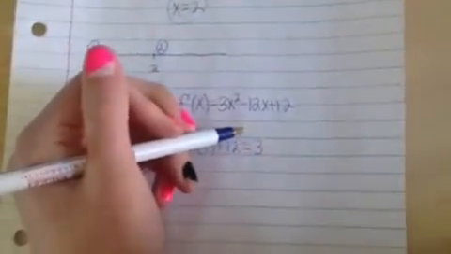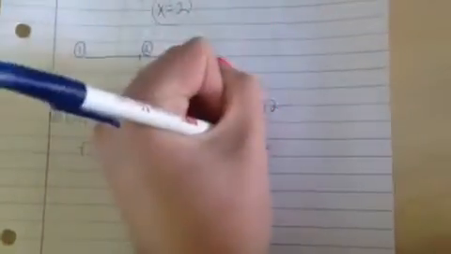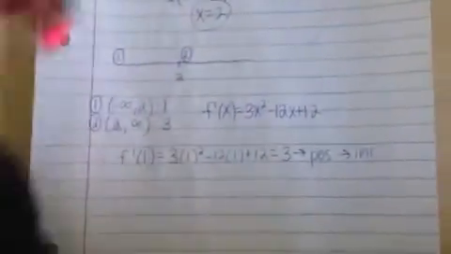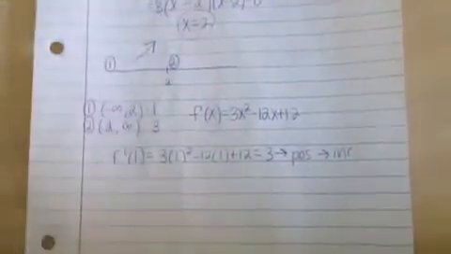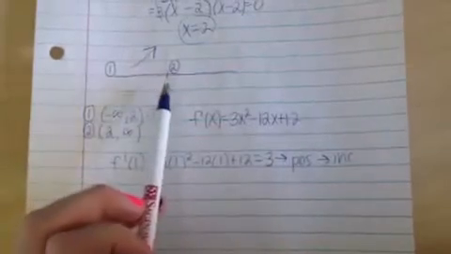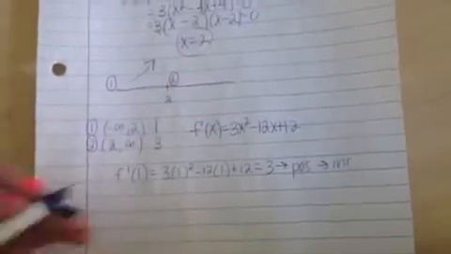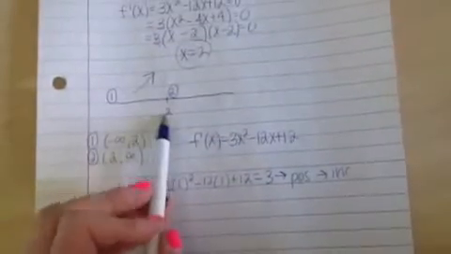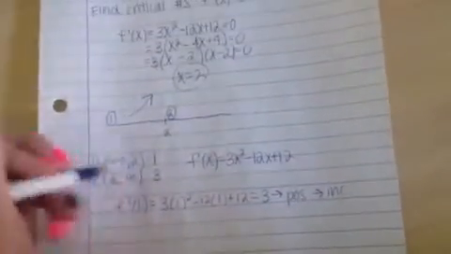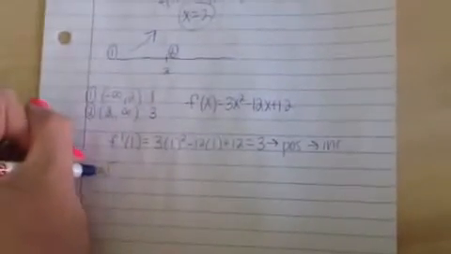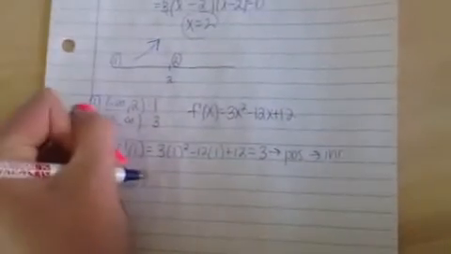Since 3 is a positive number, that means it's increasing. So positive, increasing. So up here on our number line, we can draw an arrow up for increasing. So from the left side of 2, we know that the graph is going up. Alright, let's find the right side of 2. So we determined to do 3. So we'll just plug in 3 into the derivative.